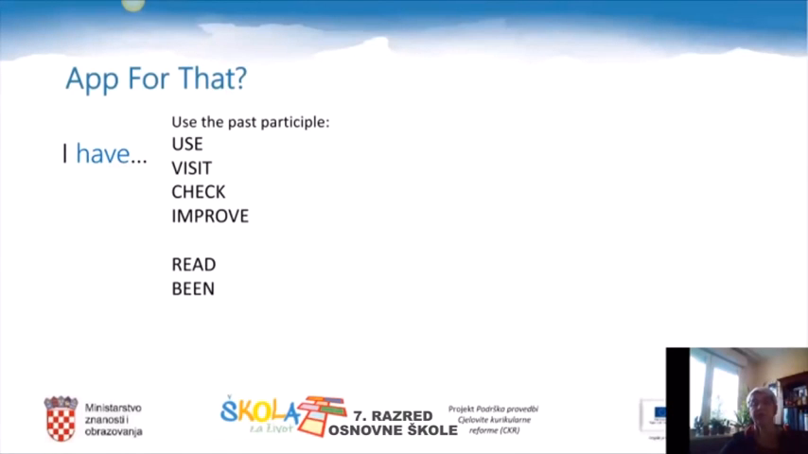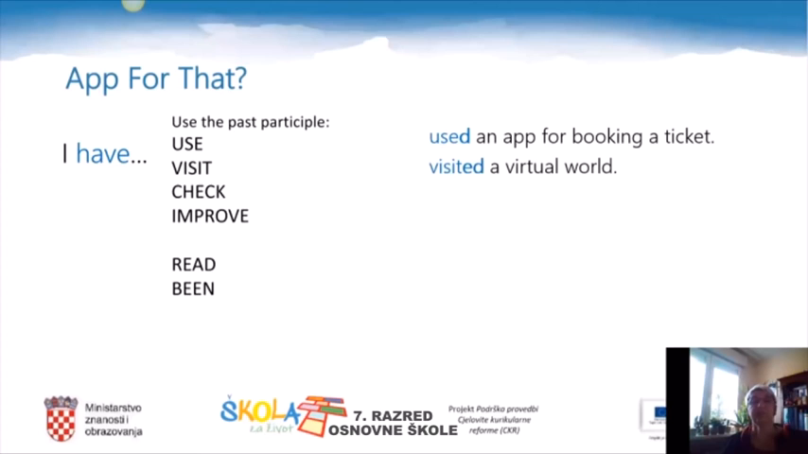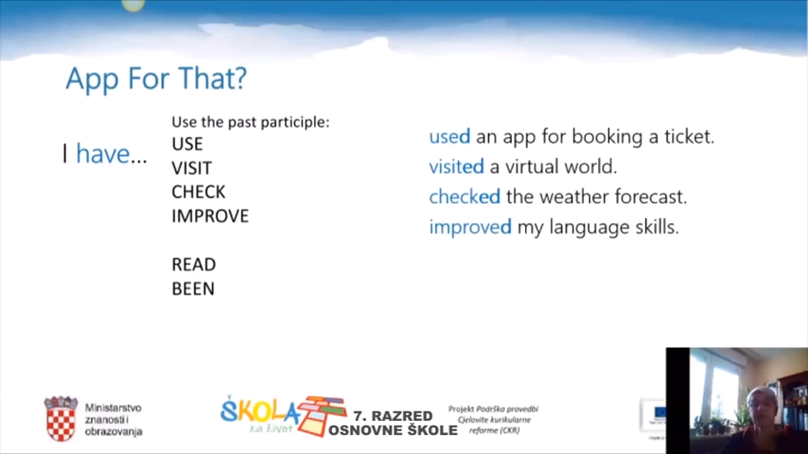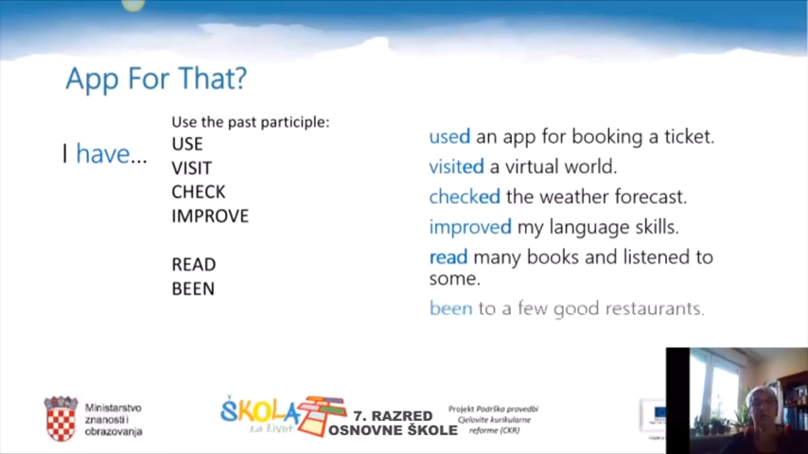Let's see what you've done with your sentences. The verbs were on the screen, and if you haven't written your sentences, you can use my sentences now. I have used an app for booking a ticket. I have visited a virtual world. I have checked the weather forecast. I have improved my language skills. I have read many books and listened to some. I have been to a few good restaurants.